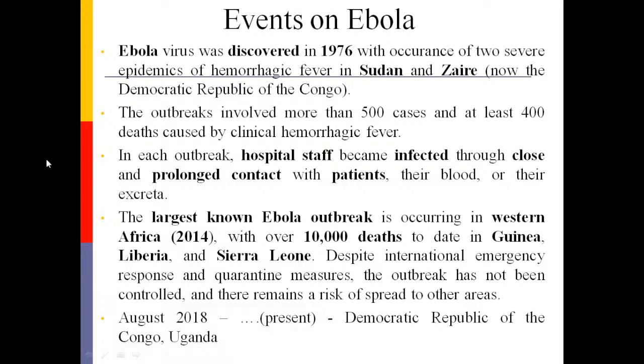The largest known Ebola outbreak occurred in Western Africa in 2014, with over 10,000 deaths to date in Guinea, Liberia, and Sierra Leone in Central Africa. Despite international emergency response and quarantine measures, the outbreak has not been controlled, and there remains a risk of spread to other areas.